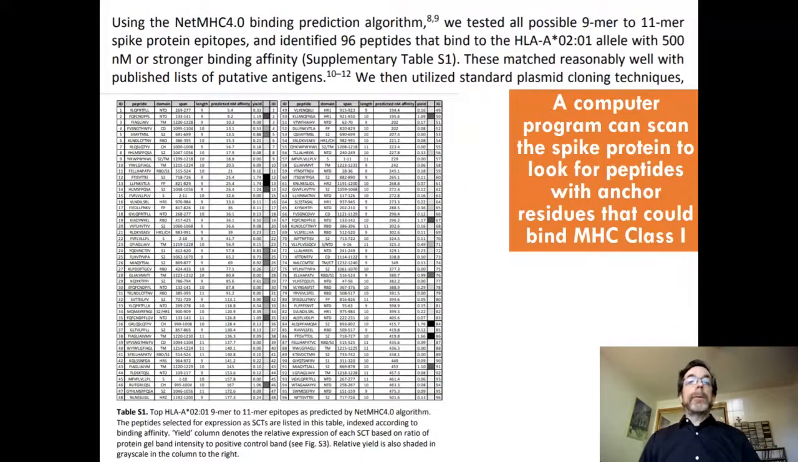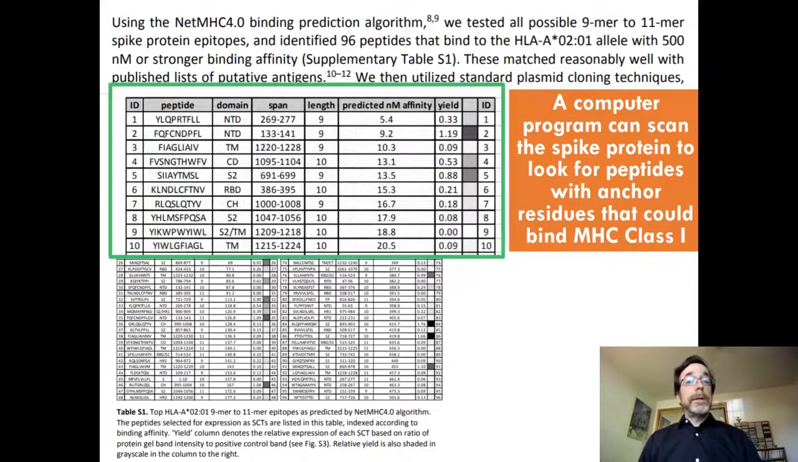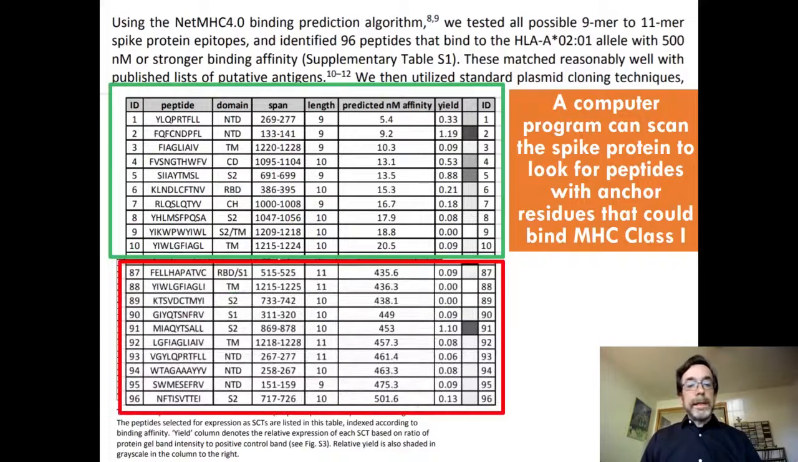So this is the computer prediction binding algorithm that they used. If I remember correctly, there are about 96 different peptides that the computer said, I think these might bind MHC. It just scanned them looking for patterns. And we possibly will use this later on. Here are the top 10. Here are the bottom 10.